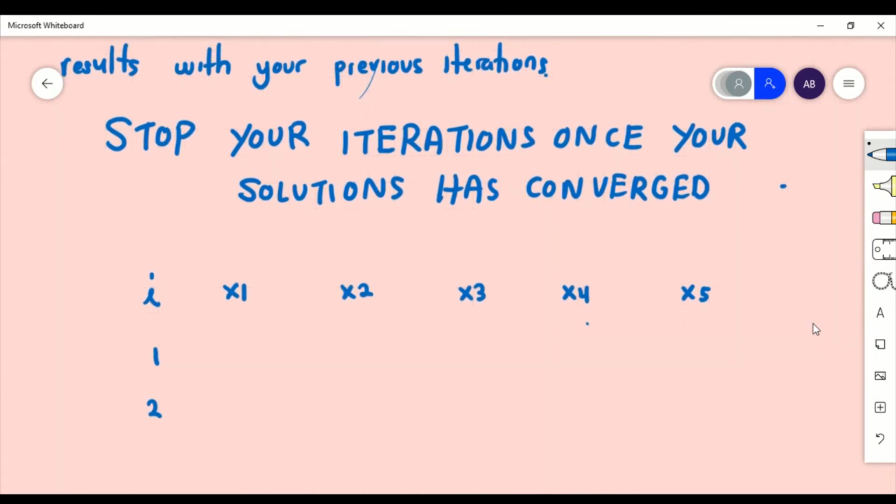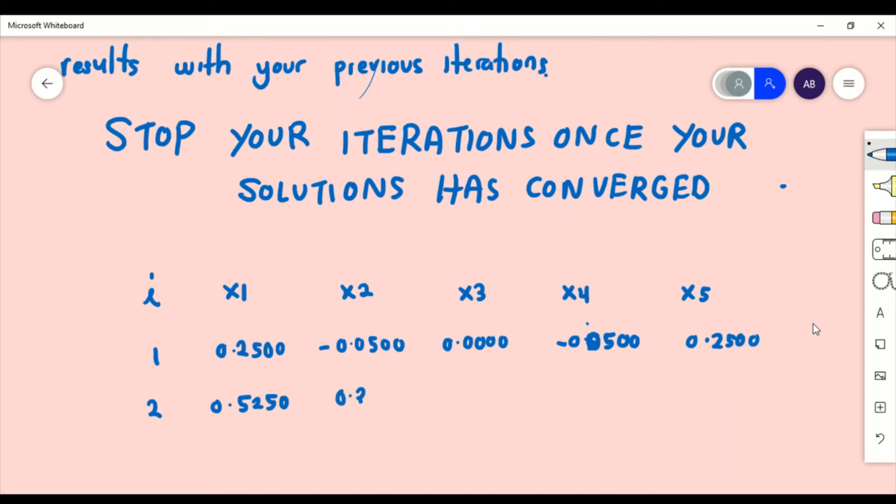So let me just write here. I have 0.25, 0, 0, negative 0.05, 0, 0, 0.0000, negative 0.0500, and then 0.2500. And then the second iteration, I have obtained 0.5250, 0.3750, 0.5500, 0.3750, and 0.5250. Okay, and we stopped at the second iteration.